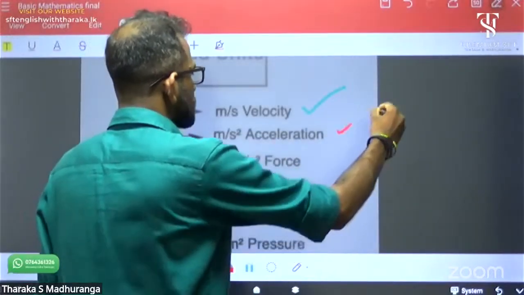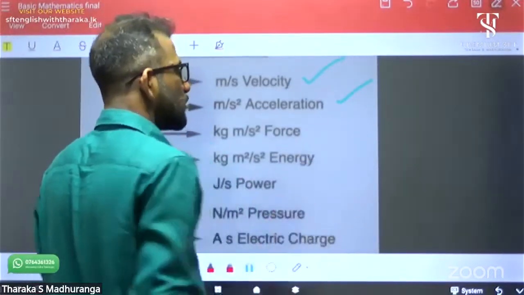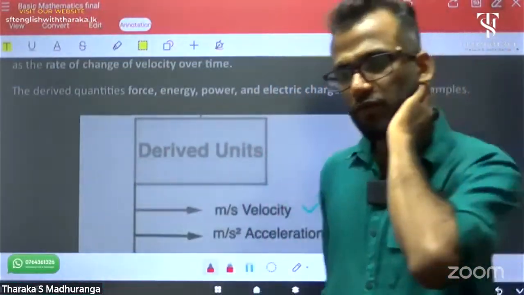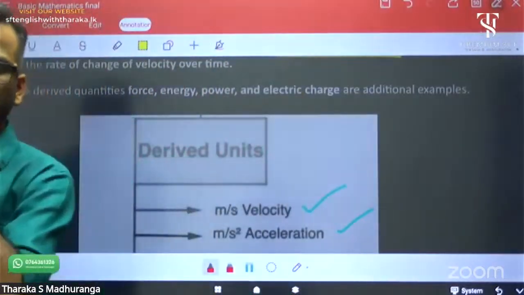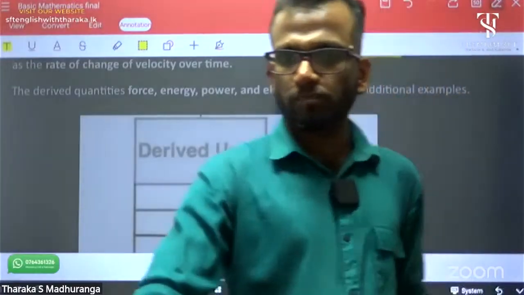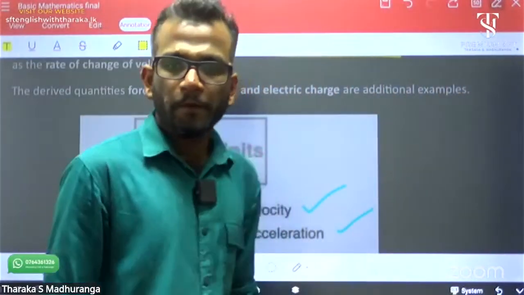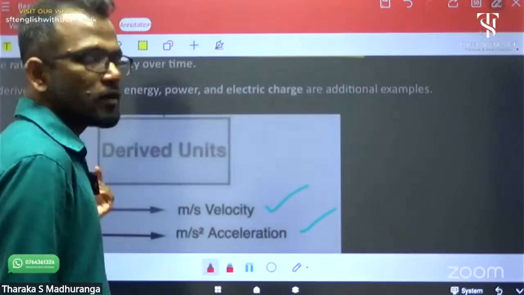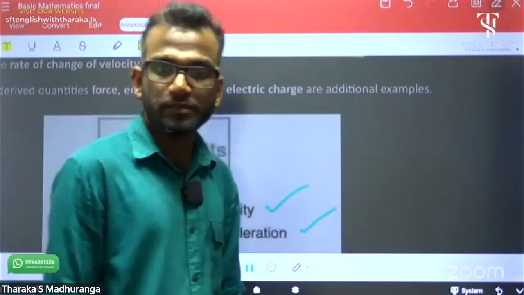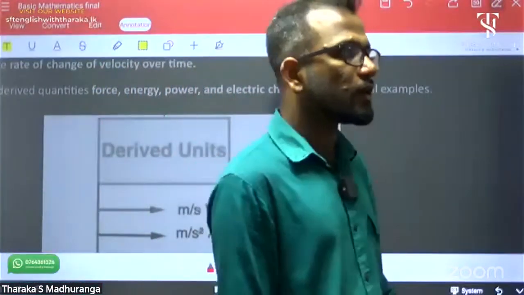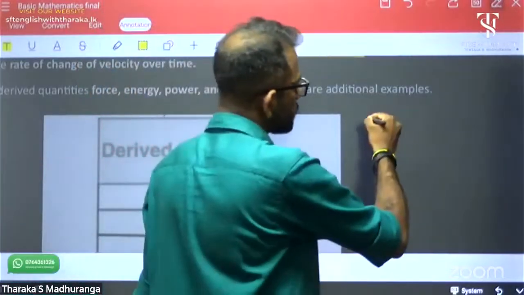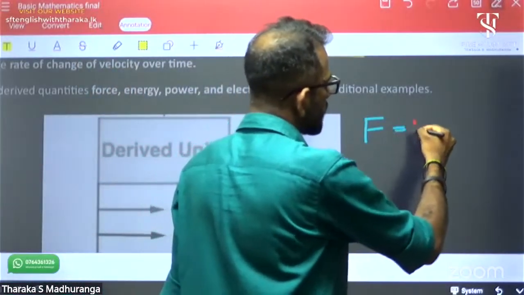Velocity, acceleration. Do you know what a force unit is? Very good. Force unit is Newton. Okay, do you remember in O level time you discussed Newton's second law? According to Newton's second law, you got an equation. Do you remember? F equals ma.